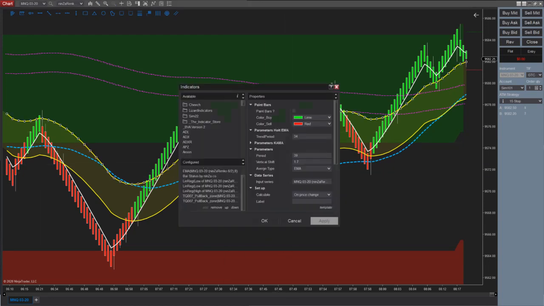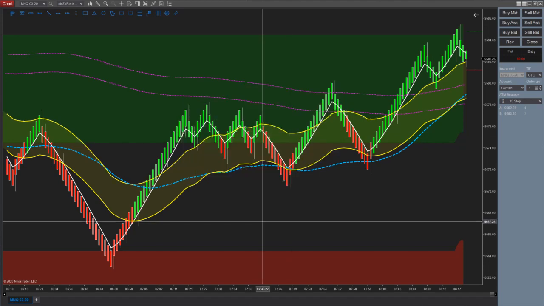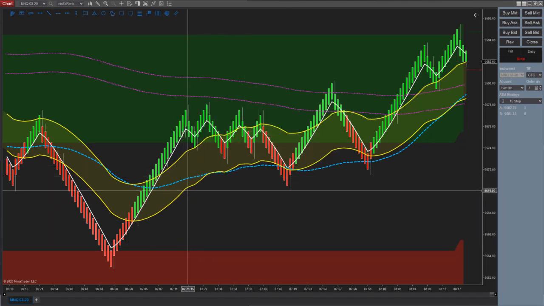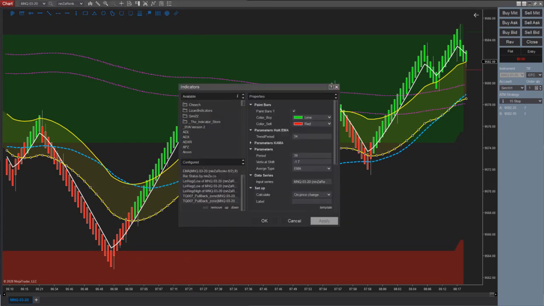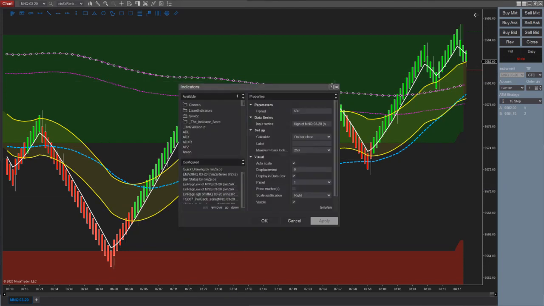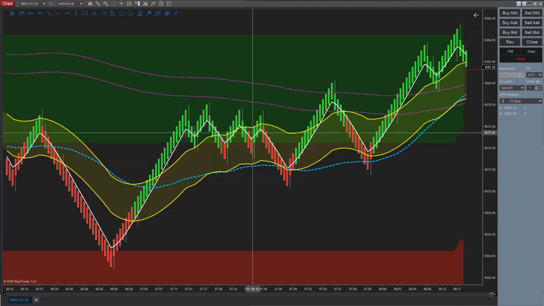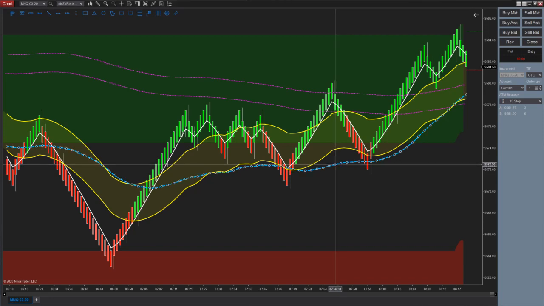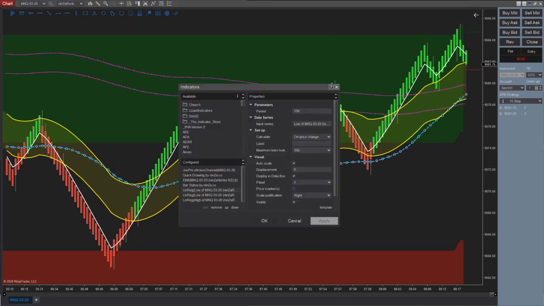We have settings 39, 1.7, it's EMA upper, and 39 minus 1.7, EMA bottom one. This is 539 regular, a linear regression. It's a high and low, and we have 159 linear regression, which is low.